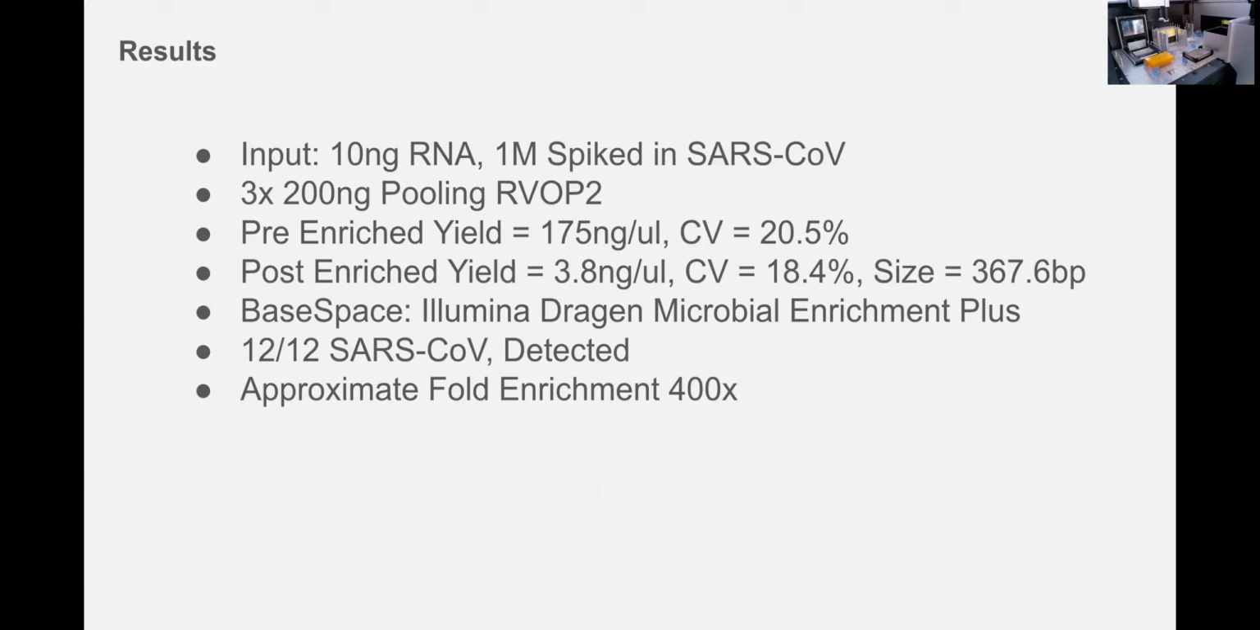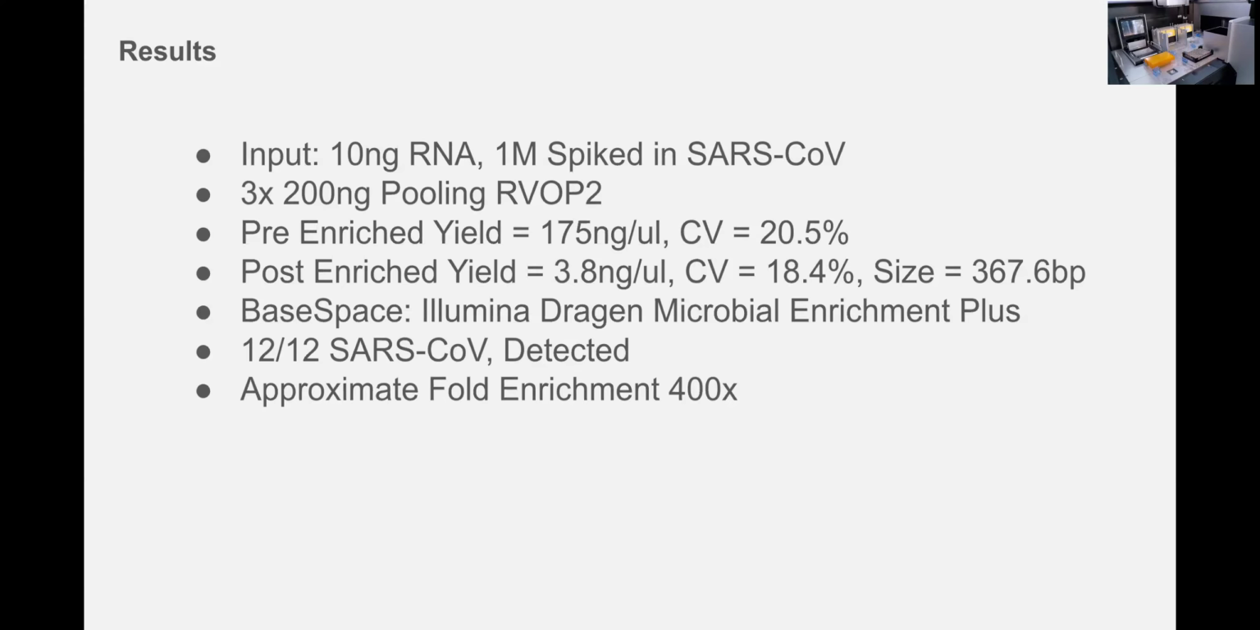All right, and here are some results, just a brief synopsis of some of the data that we got for it. Just to recap, in this protocol that I set up, I put in 10 nanograms of human RNA, 1 million copies of spiked-in SARS-CoV-2 from the control from Twist. These are being pooled 3 at a time. This is 200 nanograms of sample pooled, and this is against RVOP2, the respiratory virus oligo panel number 2 from Illumina.